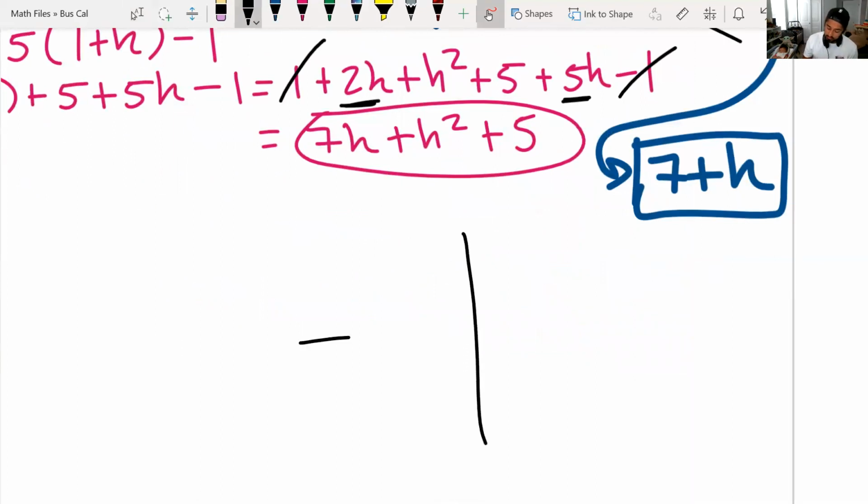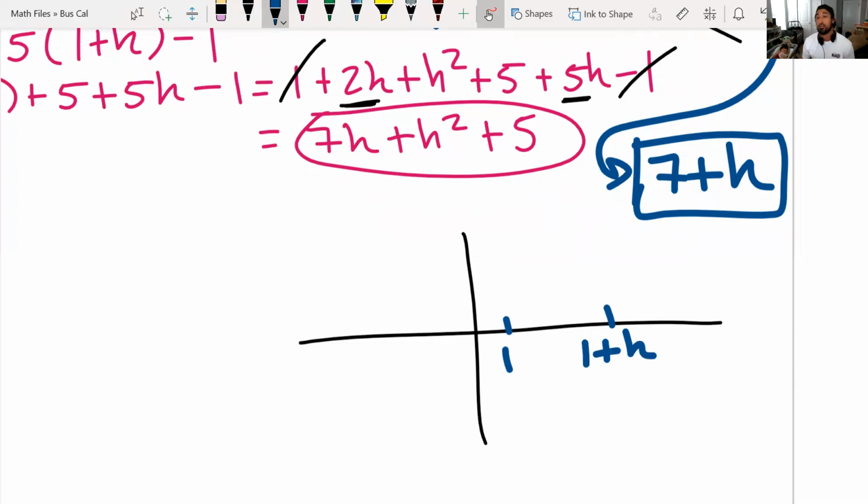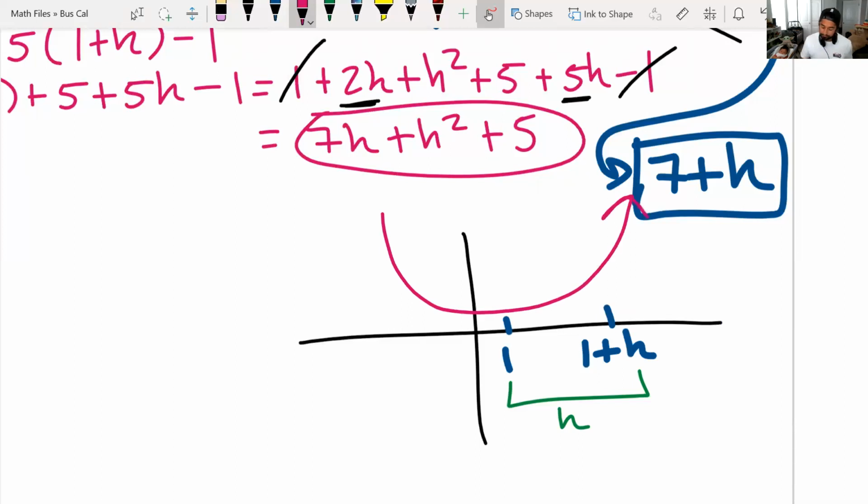All right, here's my function. Here's 1, and here's 1 plus h. What does the h mean? Well, h is the distance from one x value to the next. That's why it says 1 and 1 plus h. We went positive h units to get to 1 plus h. Okay, and then if we drew the function, which would again look something like this, right?